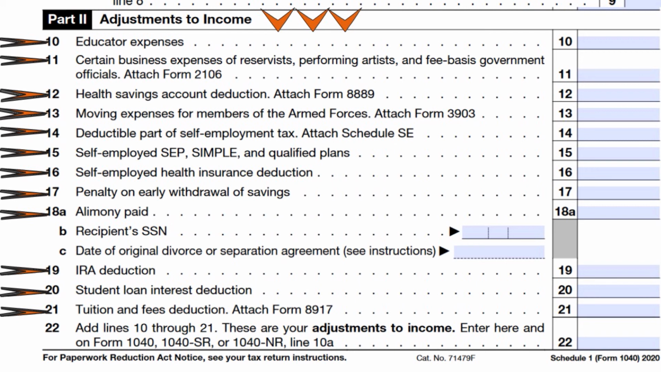And moving on here, folks, we have line 22. This is where you add up lines 10 through 21. And the sum is your total adjustment to income. And you should also write this amount on line 8A of your Form 1040.